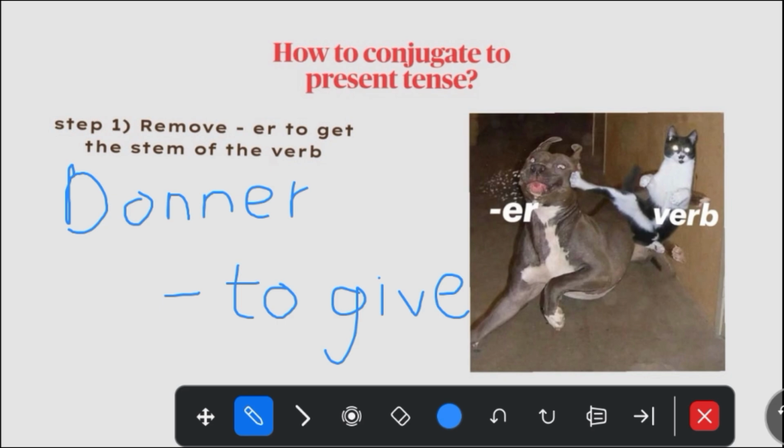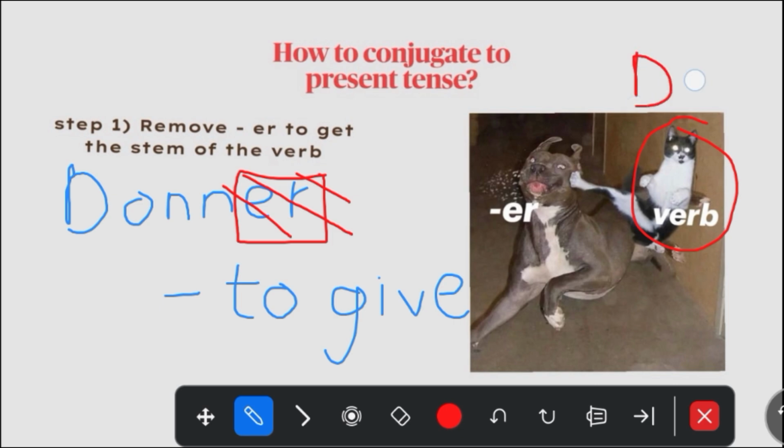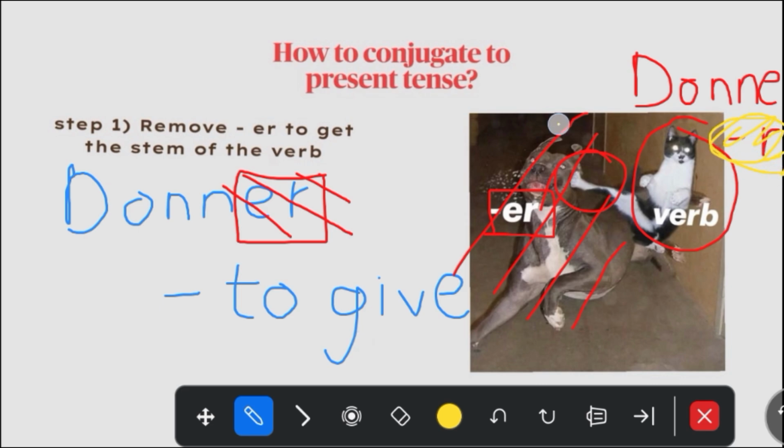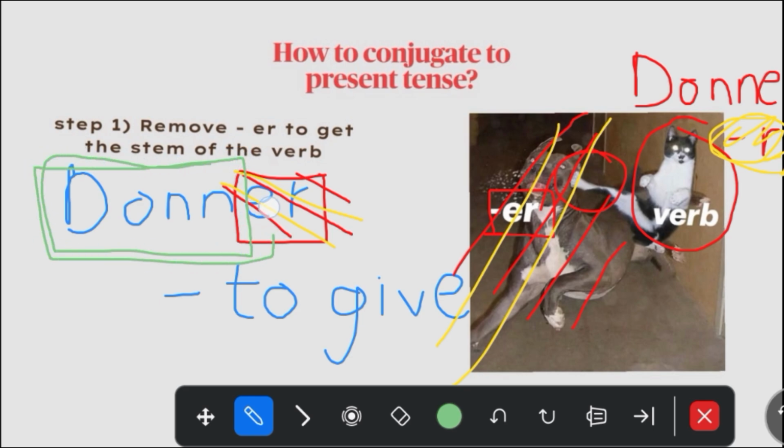So what does this say? It says step 1, remove er to get the stem of the verb. So er refers to this. This is something very usual in regular ER verbs. So what you do is remove the er. Now the picture makes sense, I suppose, because now if the verb is donner, meaning to give, we have donn right here. I'll take it down because I don't have space. So you're supposed to remove the er. Basically, you're kicking the er away. Like this, you're kicking it. So when you kick er away, you're left alone with this. What is this? This is the stem.